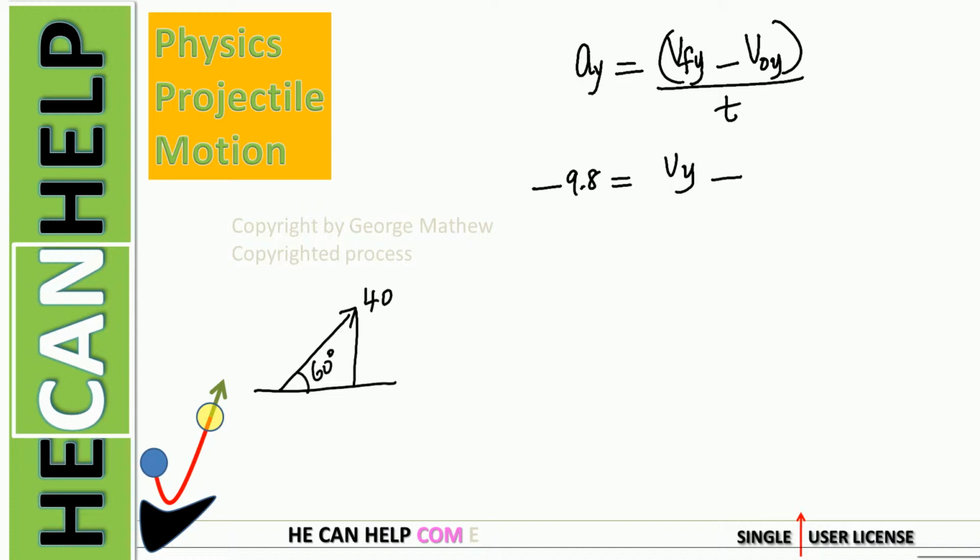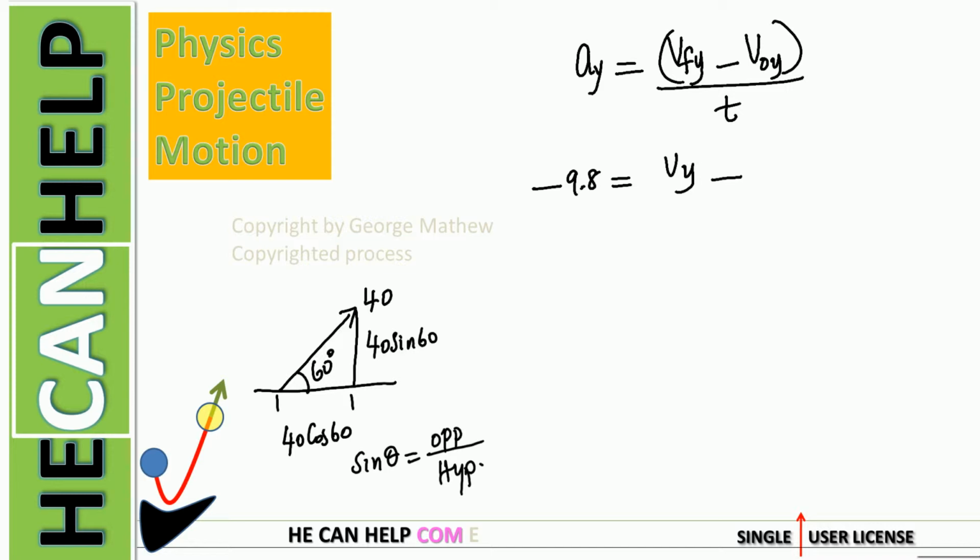Based on the angle that is given, we can find the horizontal and vertical components. The horizontal component is 40 cosine 60. The vertical component is 40 sine 60. Please don't forget sine theta. For our case, theta is 60. Sine theta is opposite side to theta divided by hypotenuse.